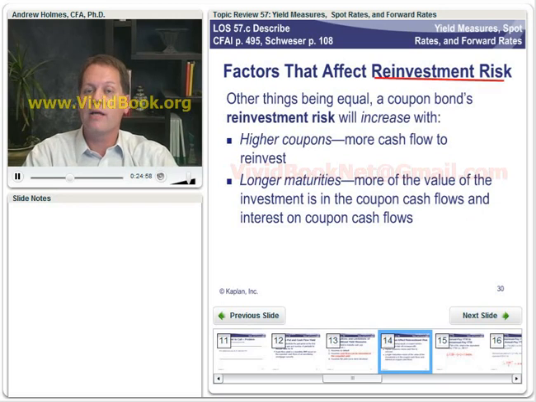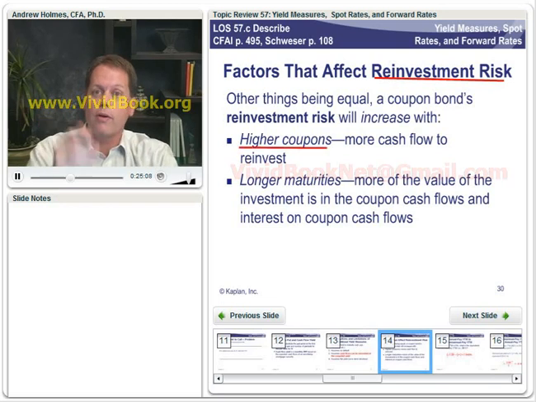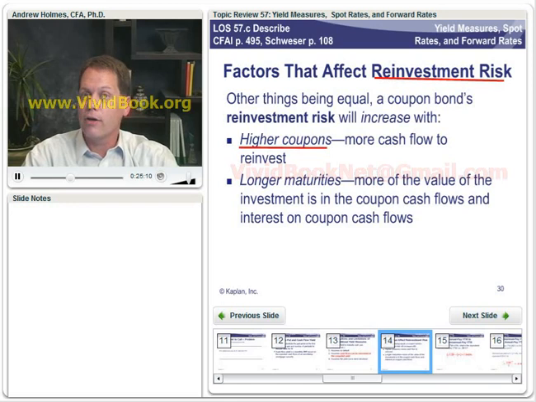Well, the reinvestment risk is going to be higher if you have lots of interim cash flows to reinvest. That is, if you have high coupons. So if you look at a 10% coupon bond versus a 3% coupon bond, the higher the coupon, the more cash you have to reinvest over the life of the bond, the more dependent the yield to maturity is going to be on the reinvestment income from the bond. Also, the longer time you have to reinvest over.